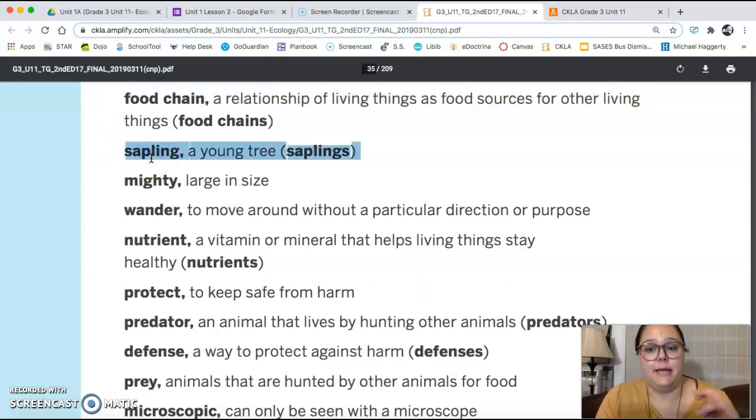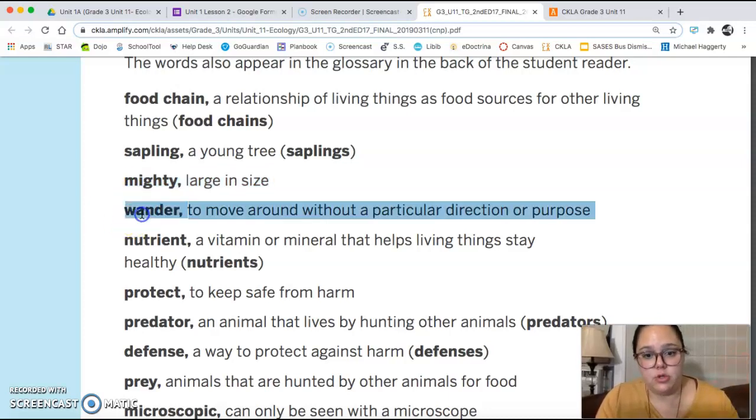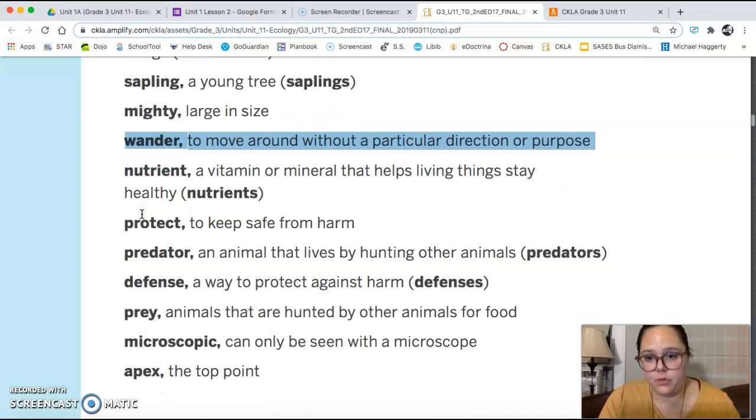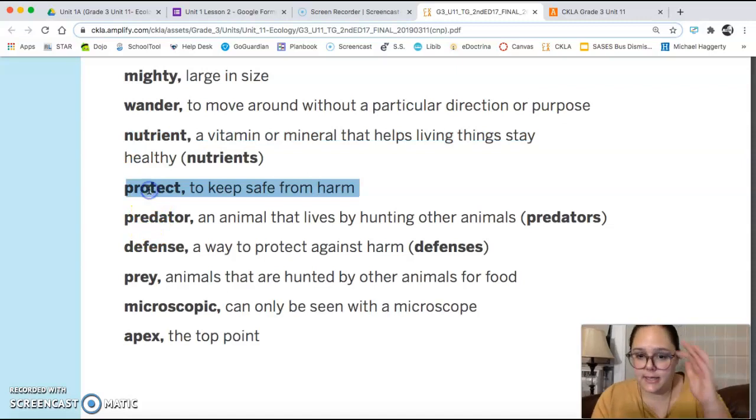A sapling is a young tree. Mighty means it's really large in size. To wander means moving around without a particular direction or purpose. So you're just walking around aimlessly. A nutrient is a vitamin or mineral that helps living things stay healthy. To protect is to keep safe from harm.